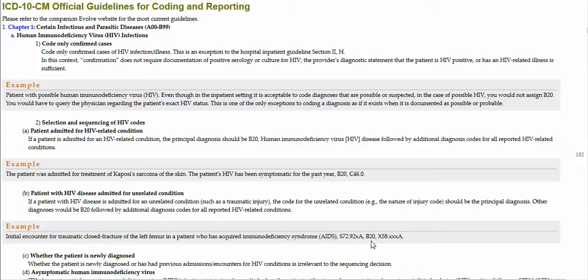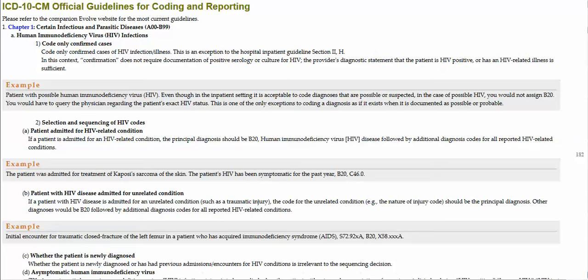Followed by, because it is important for us to know, the HIV code, the B20 or the AIDS code, all right? Again, if the physician didn't say whether or not they really had HIV, but there were indications in the record, you would not code this, but you would go back and query the physician. That ties in with this first guideline that we talked about, okay?